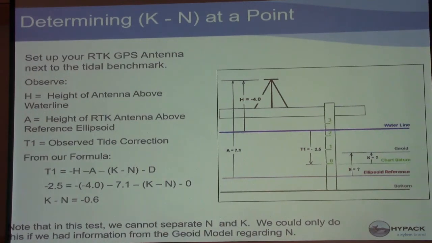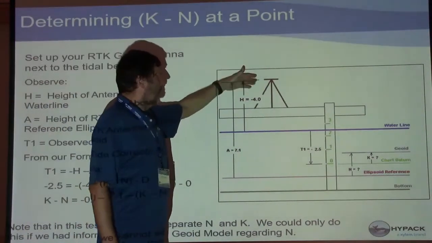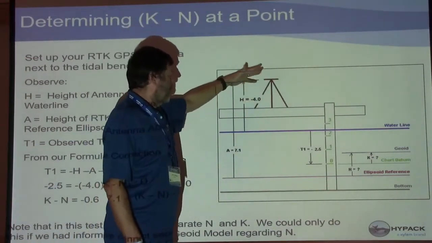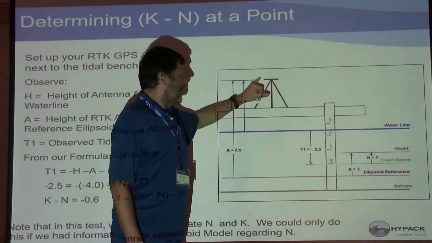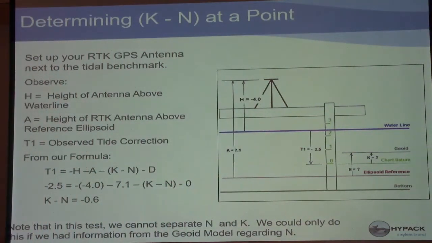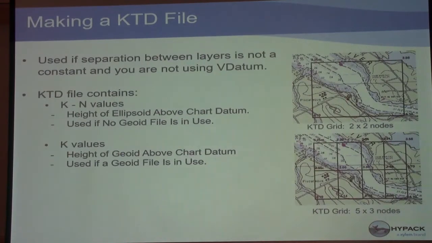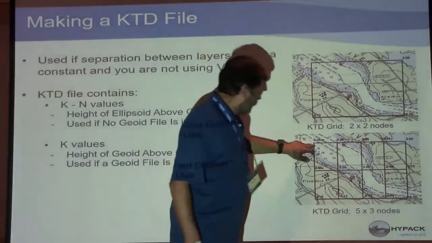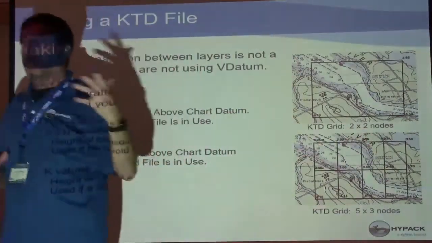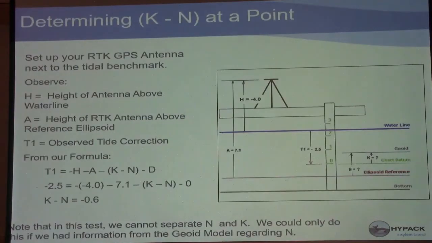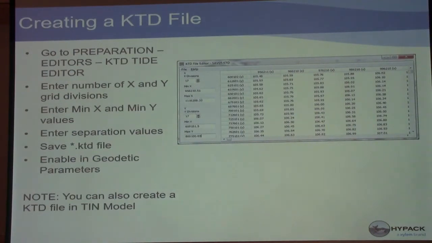Okay, the way they did this for a lot of the districts, I believe it was Brian Shannon years ago that worked with a lot of the Corps districts and derived these KTD files, where they would set up a GPS somewhere along an area. They know the height of the GPS at a known point. They know the water line, and they basically calculate that reference ellipsoid, the chart datum versus ellipsoid value. So they come up with a bunch of these values in different areas, and then you go back in here and create a grid of all those separation values. Once you do that, you could go into our KTD tide editor, set up your min-max X and Y values.